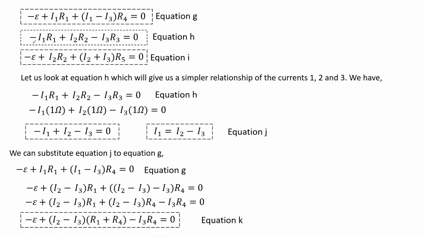We begin by simplifying the equations. Let us look at equation H, which will give us a simpler relationship of the currents 1, 2, and 3. We have equation J, which contains all the unknowns. The other two equations contain only two of the unknowns. We can substitute equation J into equation G and get equation K.